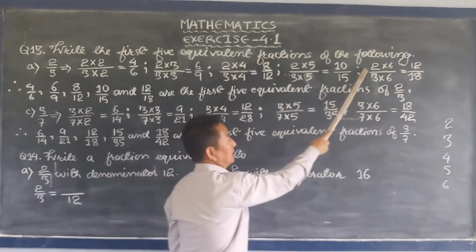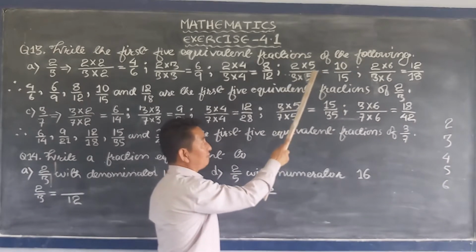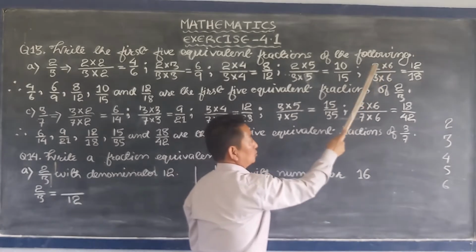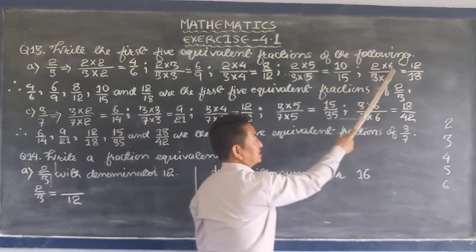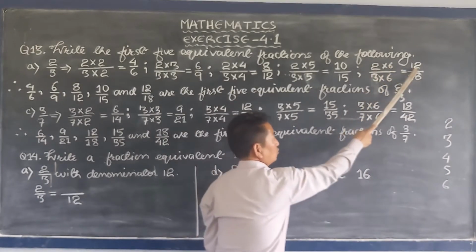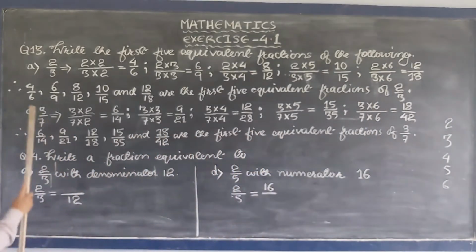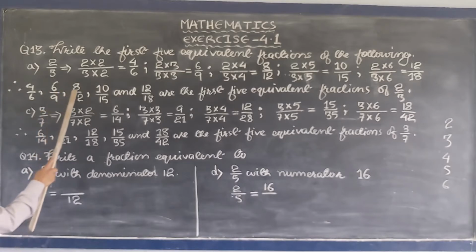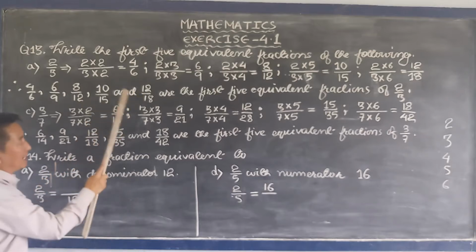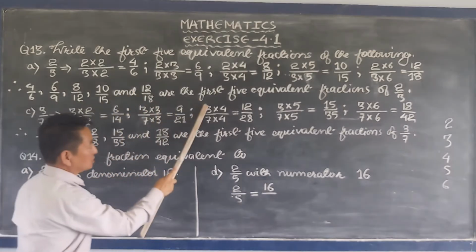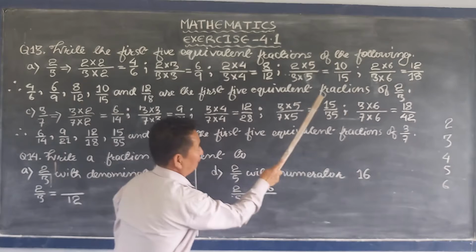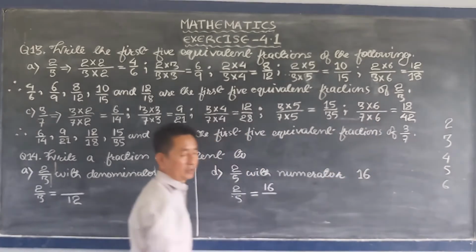Again we'll write 2 by 3. Now what comes after 5? 6. So 2 by 3 is multiplied by 6. 6 2s are 12, 6 3s are 18. Therefore 4 by 6, 6 by 9, 8 by 12, 10 by 15 and 12 by 18 are the first 5 equivalent fractions of 2 by 3.